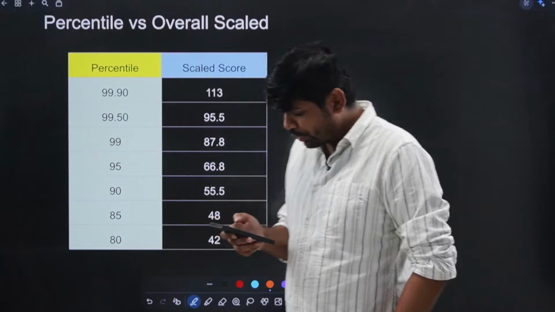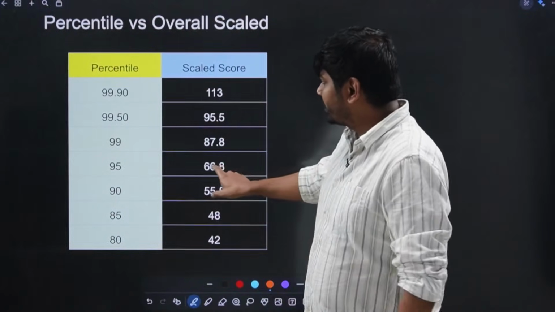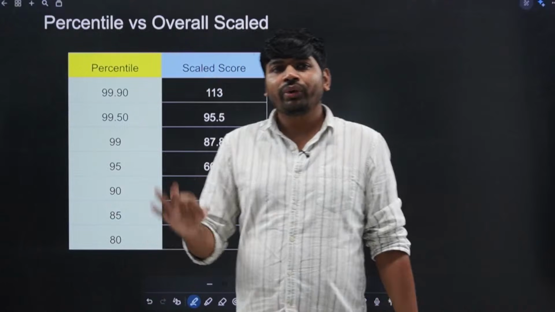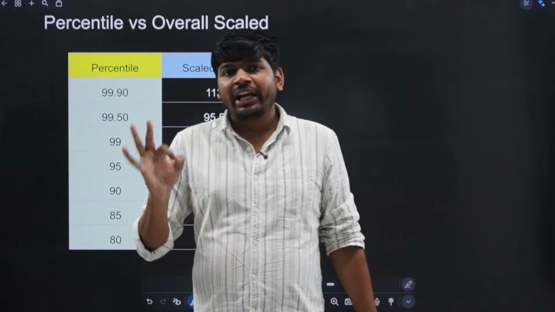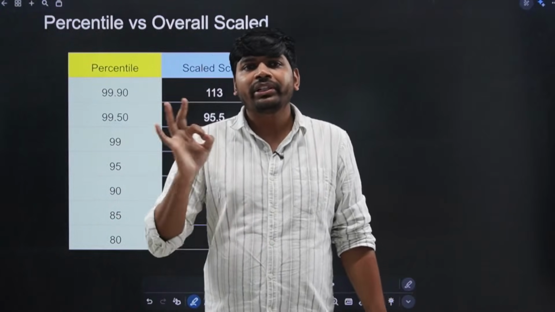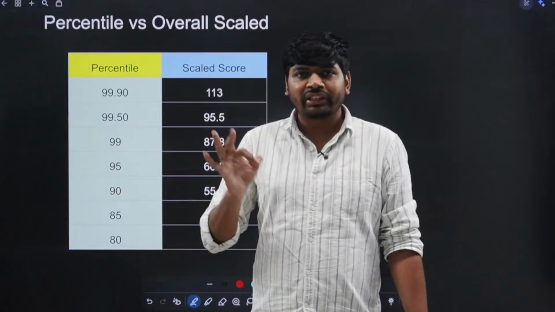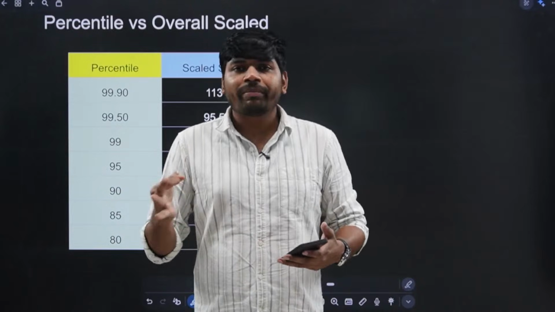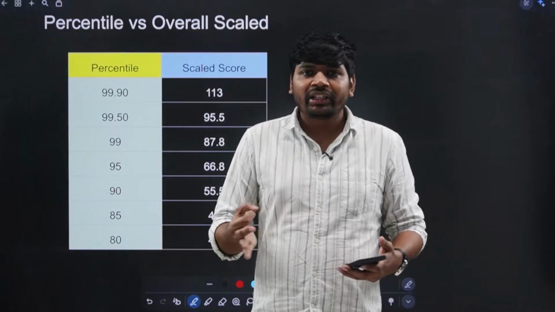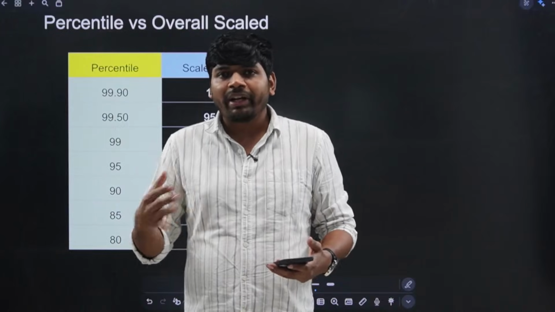So 66 general, what to expect? 66 marks, 95 percentile. So you can expect 95 percentile. And for most of the baby IIMs and new IIMs, you are eligible if your sectional is clear. You can also apply for colleges like MDI, IIFT, or some IITs also.